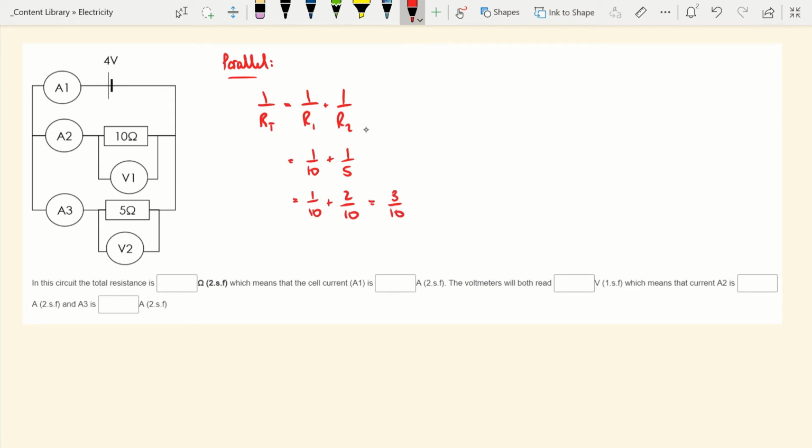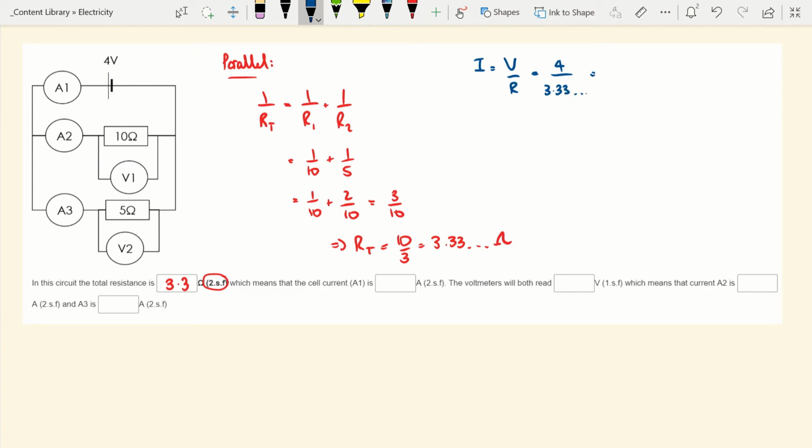We've calculated what 1 over RT is. So that means the total resistance is going to be 10 over 3, which is 3.333 and so on ohms. We want the answer to two significant figures, so I'm just going to write 3.3 in there. And we want the cell current, so we're going to use the equation we used before. Remember, we used I equals V over R. Our potential difference is 4 across the whole circuit, and the total resistance we've just calculated is 3.33.